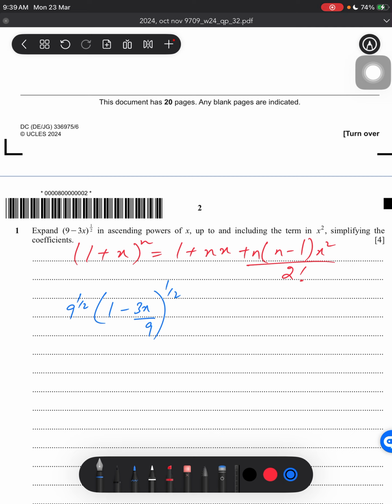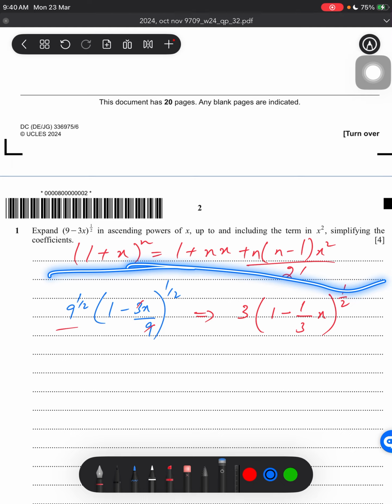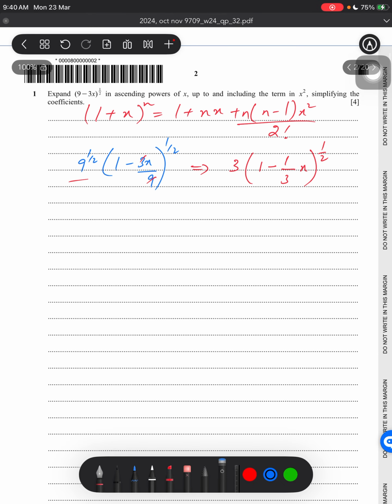Now we know that 9 to the power half would simply be 3, and we can observe that the inner bracket would also simplify, leading to 3 times 1 is 3, 3 times 3 is 9. So this is in a form that can be simplified and expanded using your binomial theorem. So let's solve it.